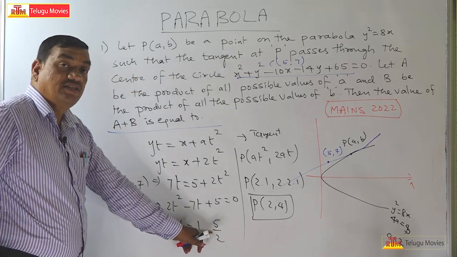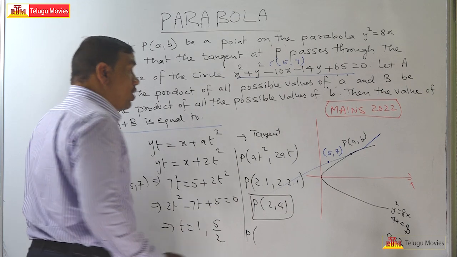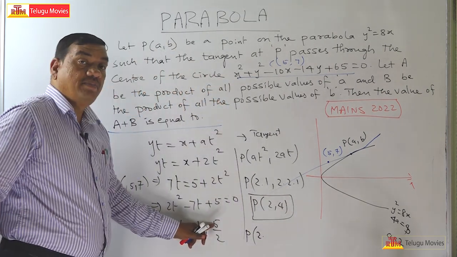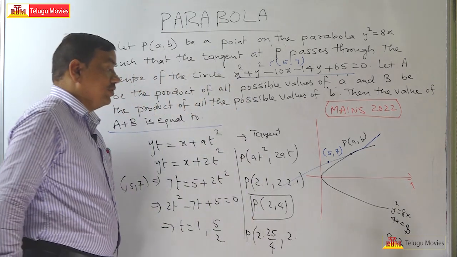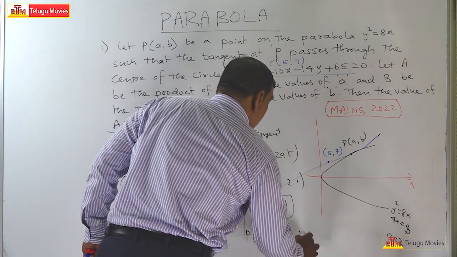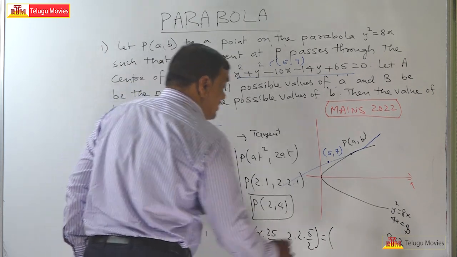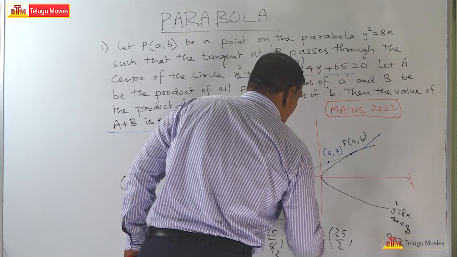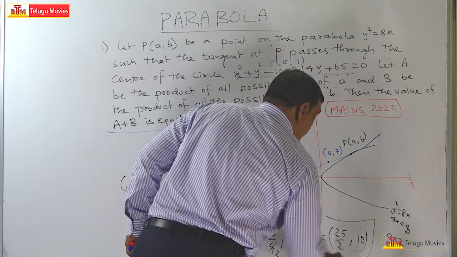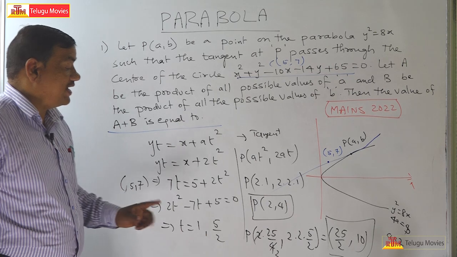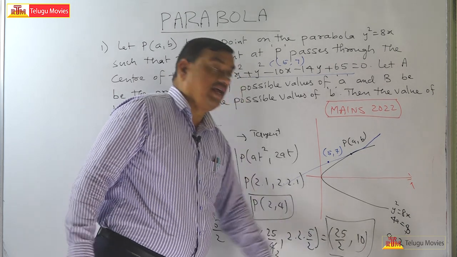Let us take t is equal to 5 by 2. So P is equal to (2 into t square, 2 into 2 into t), that is t square means 25 by 4, so 2 into 25 by 4, comma 2 into 2 into 5 by 2. Two twos are cancelled. This is equal to (25 by 2, 10). So this is another point you got. Now here the a values you got are 2 and 25 by 2. The b values you got are 4 and 10.